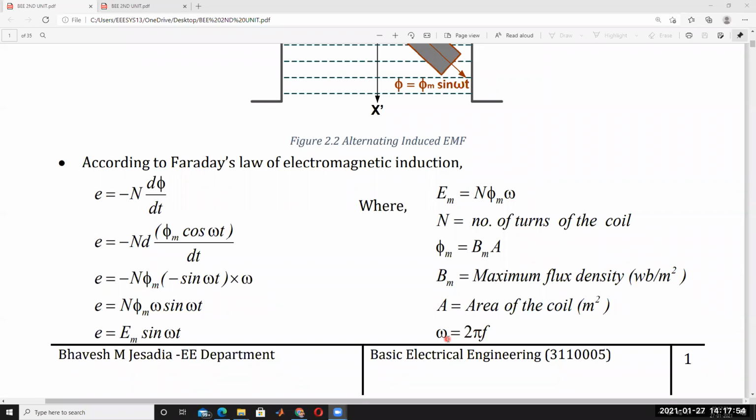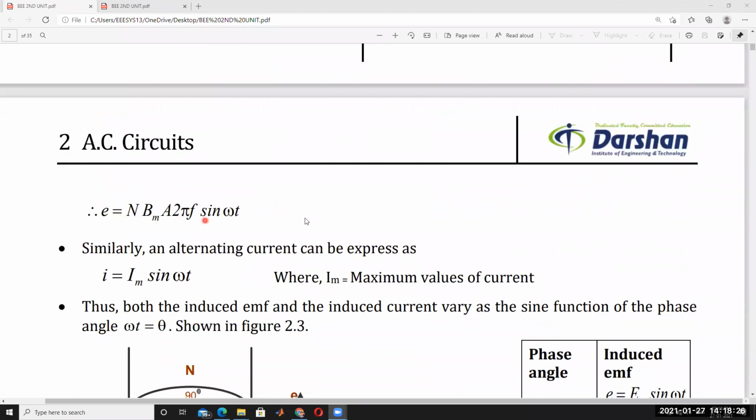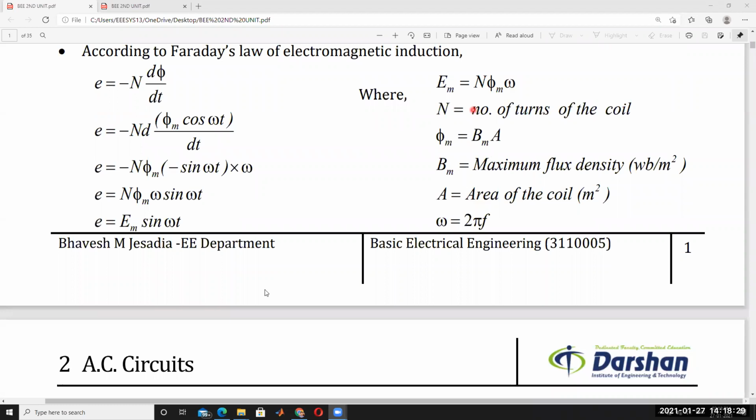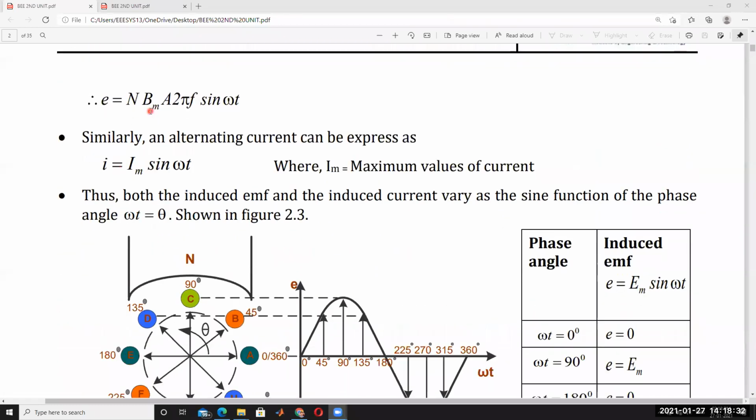Here omega is 2 pi f radians per second. F is the frequency in hertz. Frequency units are hertz. Omega is equal to 2 pi f. Substitute this value in this equation, you will get n into phi m into 2 pi f. That is the EMF equation of the generated EMF in the conductor. Understand? Substitute omega is equal to 2 pi f in this equation, so we will get E is equal to n into Bm into A into 2 pi f sin omega t.